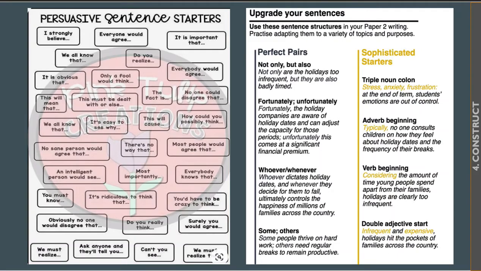On the right are some more advanced techniques to develop and challenge you to create some more sophisticated sentence openings or sentence structures, and particularly the perfect pairs is a really nice way of structuring your writing to develop your arguments. So depending on your skill level, if you're just struggling to get going with your writing, you're going to really use these sentence starters on the left to help you.